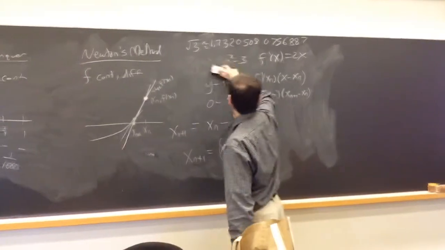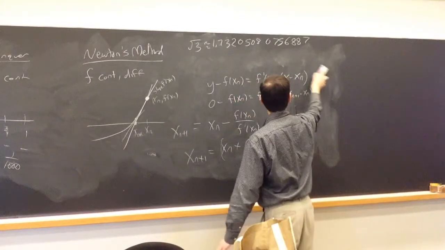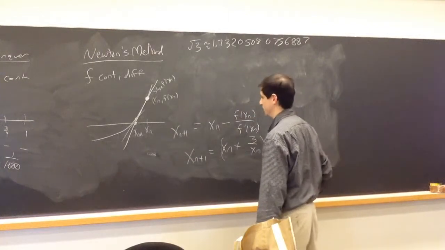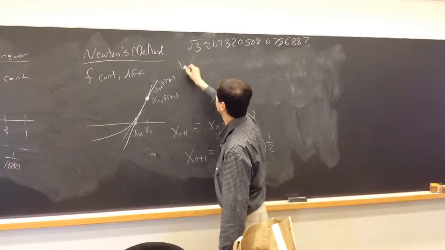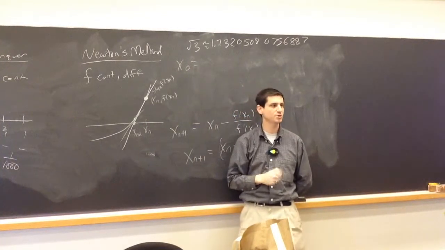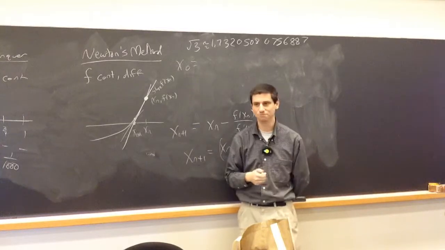All right, so what do you think is a really bad but acceptable first guess for the square root of 3? Give me a reasonable guess for square root of 3. 2.